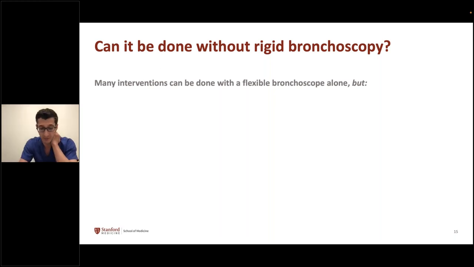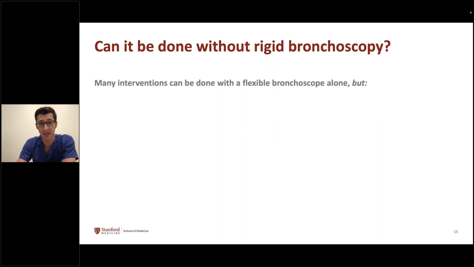One of the questions that I think about and Dr. Chang thinks about when we're considering whether a patient should have an intervention done by a rigid bronchoscopy or other means, a big question that we ask ourselves, and I think a question that everyone in this room probably asks from time to time, and is, I think, a challenge to answer. And there's no direct line you can draw straight down to divide these two categories, but can it be done without rigid bronchoscopy?